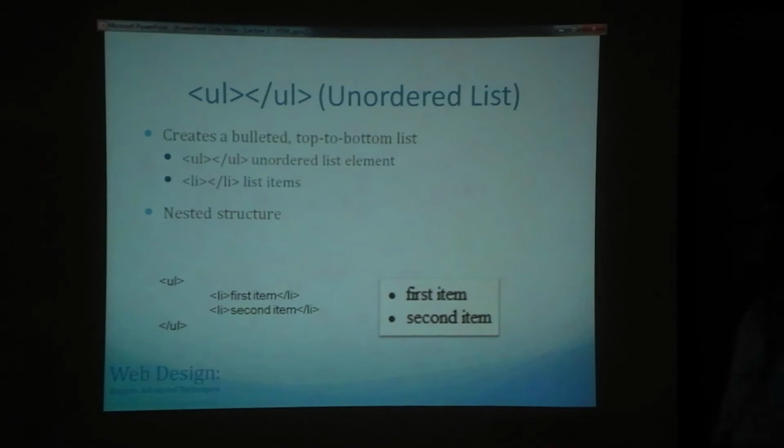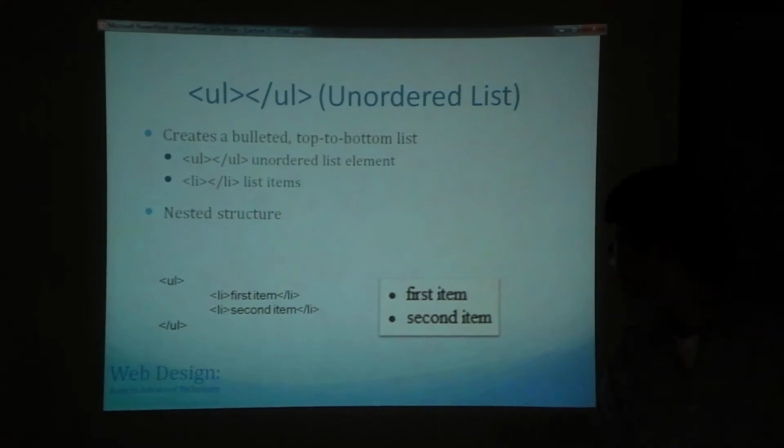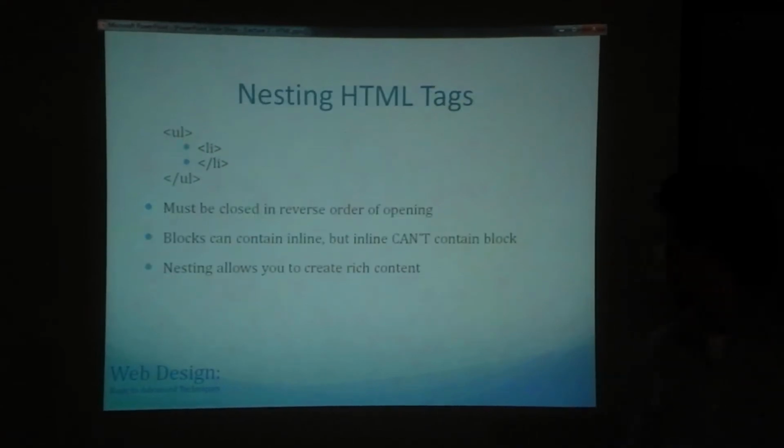So the next thing we have is unordered list. These allow you to create bulleted items. It's also pretty useful. Not really much to explain yet.